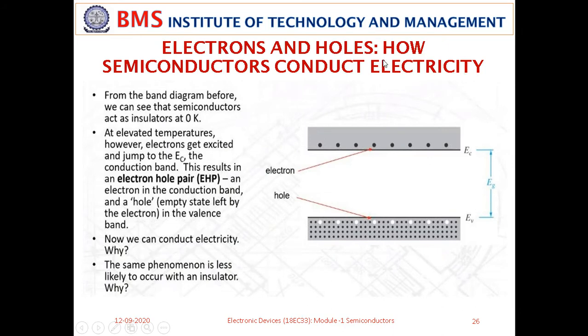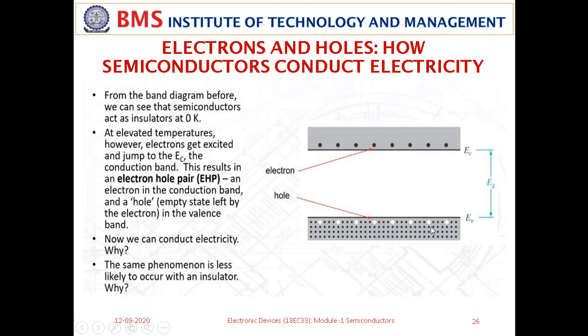Let us introduce the concept of electrons and holes, and see how a semiconductor conducts electricity with the help of electrons and holes. As we said already, the bands can be represented by just drawing horizontal lines. The bottom line shows the maximum energy level of the valence band. The upper line shows the bottom energy level of the conduction band. These two are separated by the gap, the forbidden energy gap or band gap.